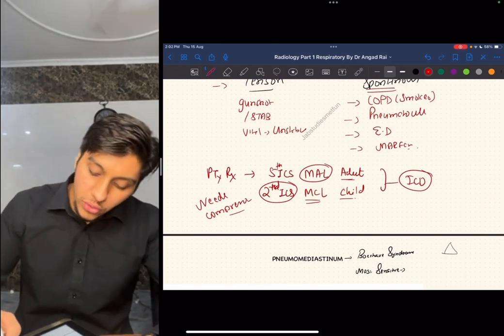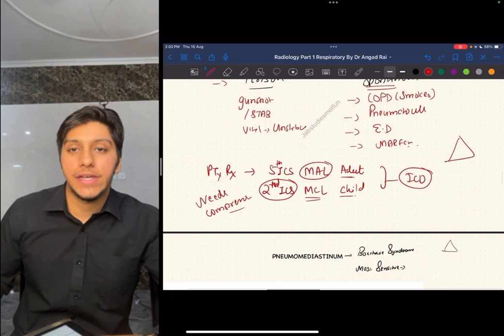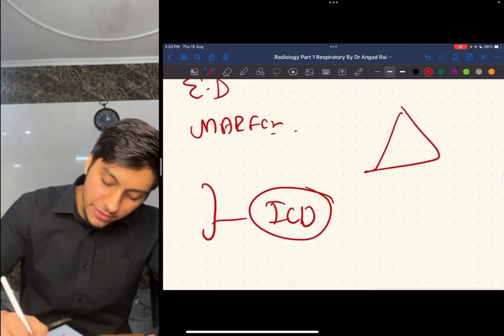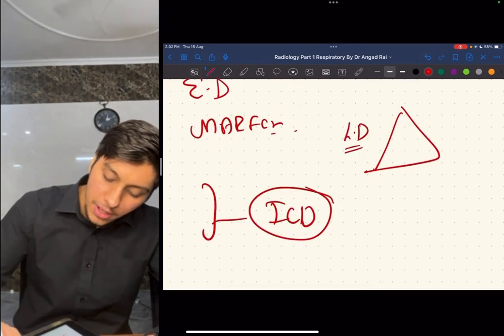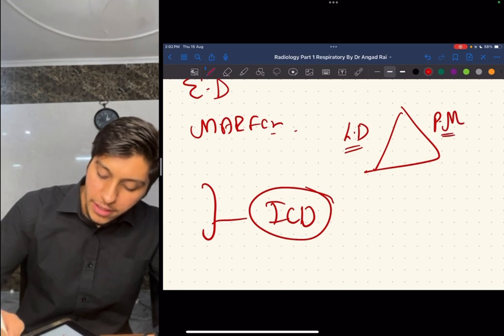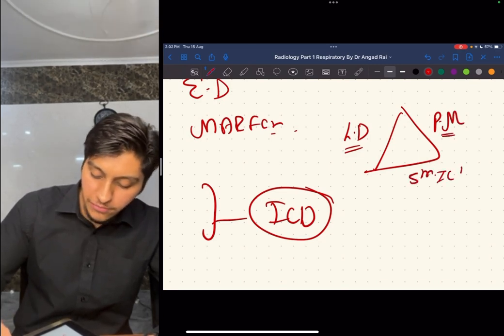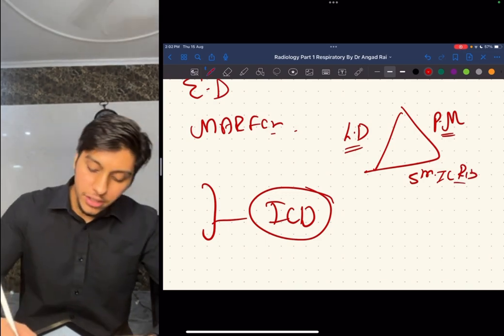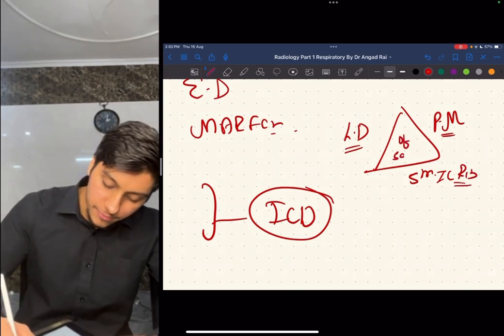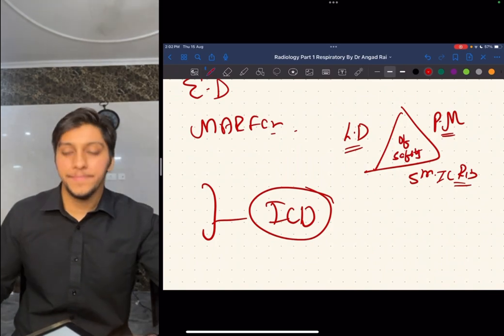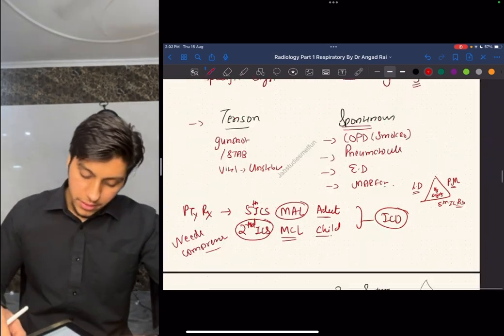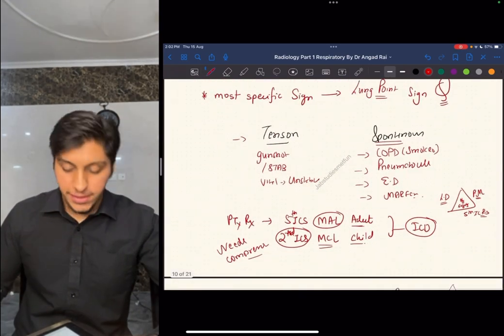Now, where do you do the ICD? Usually, guys, you will do it in the triangle of safety. What is the triangle of safety, guys? It will be the latissimus dorsi, pectoralis major, and the 5th intercostal space, or if you say, the 5th rib will be there, right? So this is your triangle of safety. Okay, 5th rib. So this is all about your pneumothorax.